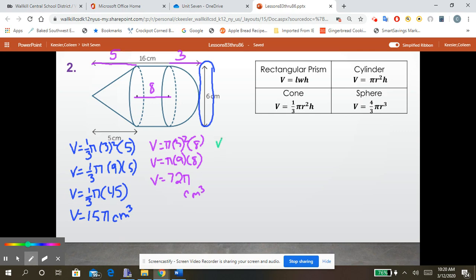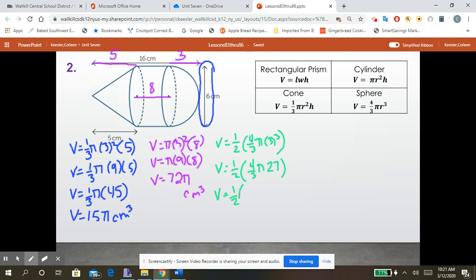And that hemisphere is volume equals 1/2 of 4/3 pi r cubed, which is going to be 3 cubed. So that's volume equals 1/2 of 4/3 pi times 3 cubed, which is 27. So that's volume equals 1/2 of 27 divided by 3 is 9 times 4 is 36 pi. And then half of that is 18 pi centimeters cubed. And then last, we want the whole volume, so we have to add them all together.